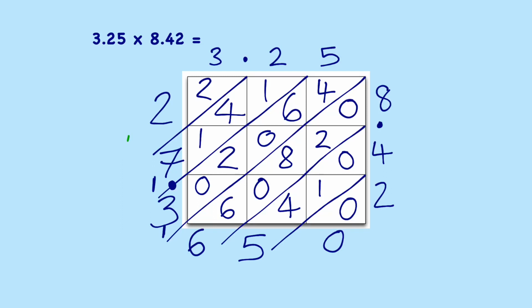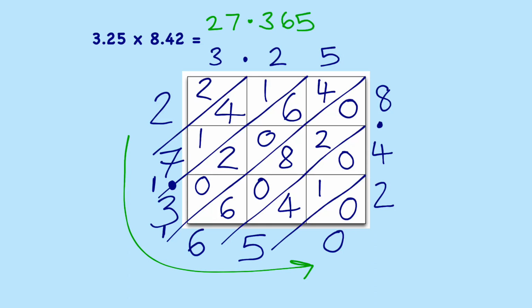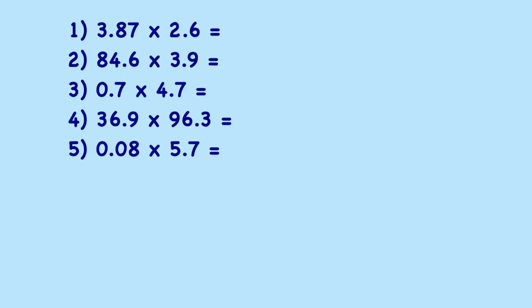And remember to read round this way for your answer. And I can see that my answer is 27.365. So I know that 3.25 times 8.42 is 27.365. Now it's your turn to have a try. So pause the video, have a try at multiplying these decimals. So you'll need a piece of paper where you can draw your grids, and then we'll check back and see how you did.